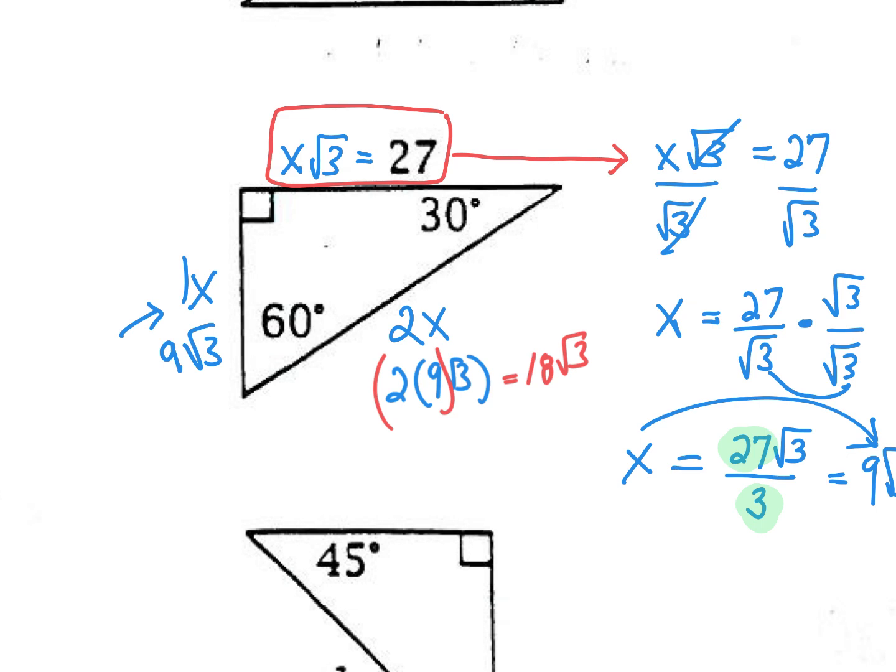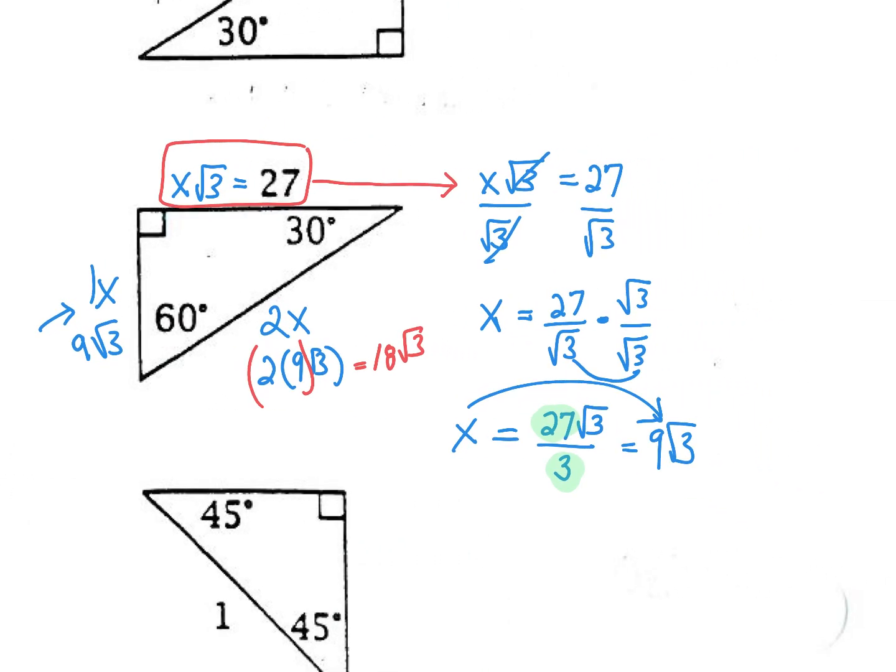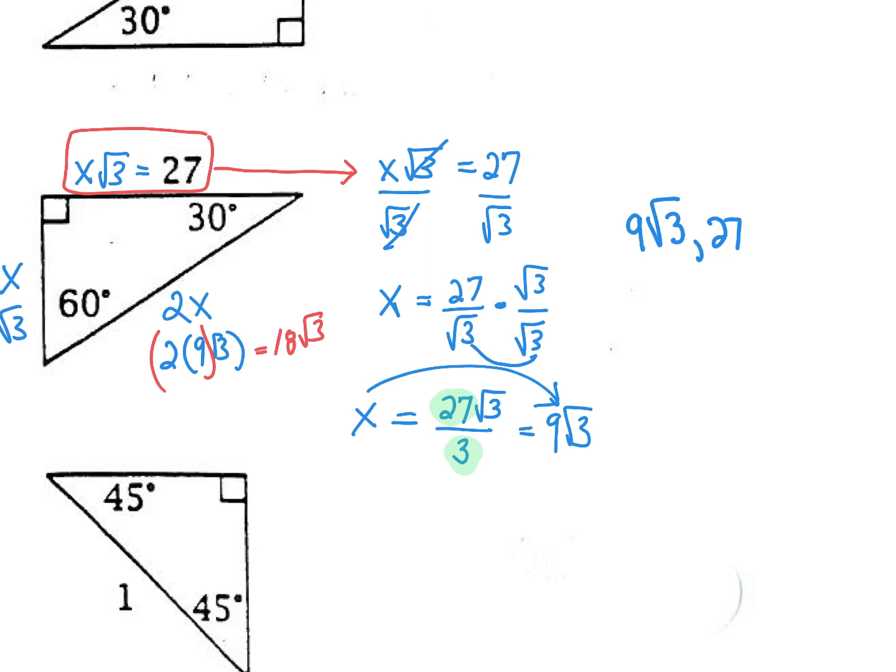And that's done. I usually write my answers from smallest to largest. So our answer, we have, for the short side, we have 9 square roots of 3. And then we have 27. And last but not least, we have 18 square roots of 3. If you plug them into the Pythagorean theorem, I'll let you know it works. A squared plus b squared will equal c squared. So that's another way you can check yourself. I also give you an answer key, so it should be pretty good.